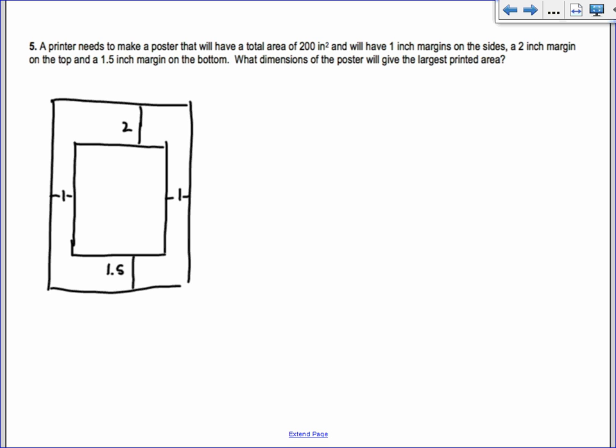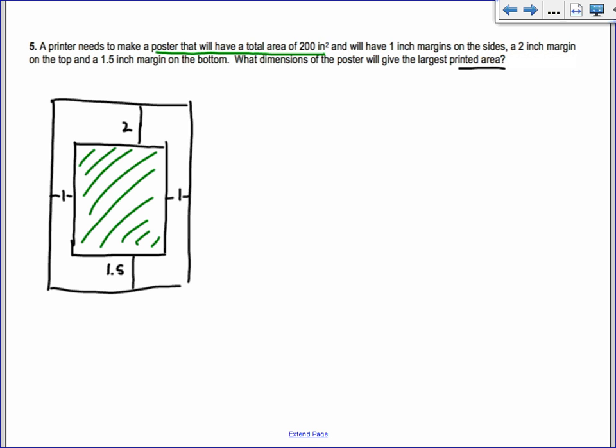Okay, we're trying to maximize the printed area. So the printed area is this part here. The poster, the total poster. Okay, so the poster has a total area of 200 square inches.